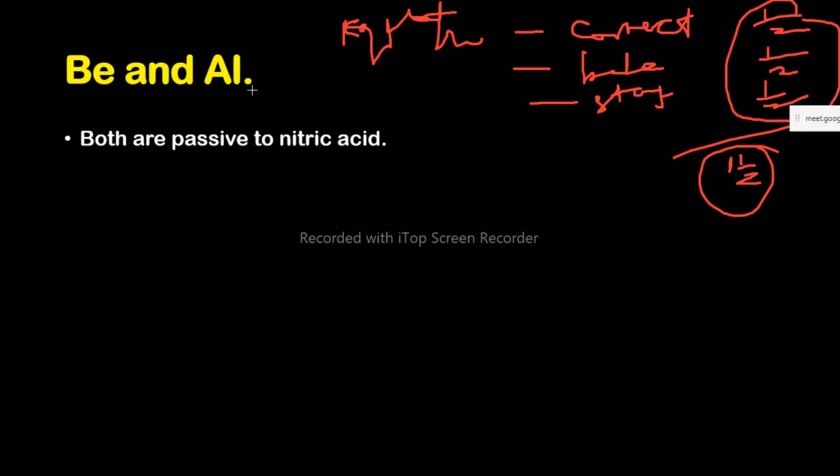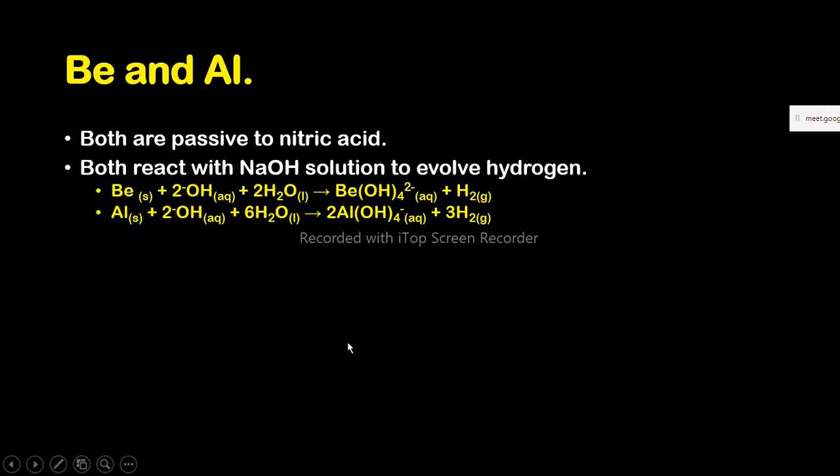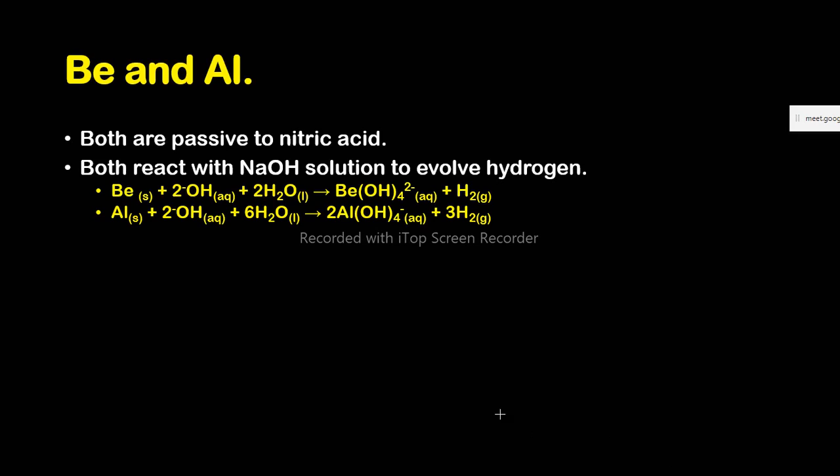So now with beryllium and aluminium, they are all rendered passive with conc nitric acid. For both beryllium and aluminium, both don't react with conc nitric acid. However, other group members in group 2 all react with nitric acid. Both are amphoteric, both beryllium and aluminium. This is aluminium, this is beryllium, let me not assume.